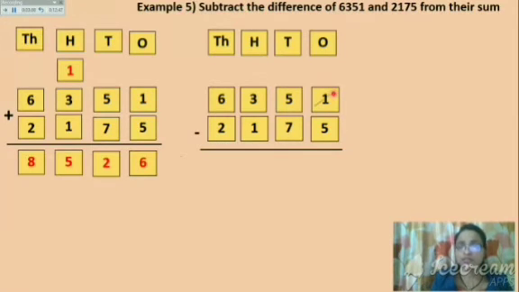So after borrowing, how much are we getting here? 11. 11 minus 5, how much is left here? Answer 6. Okay. Now from the tens place, one number has been given to the ones place. So how much is left here first? 4. Now can you subtract 4 minus 7? Not possible. Then again borrow from the 100 place. After borrowing, how much will we get? 14. After 14, now you can subtract. 14 minus 7, how much is left here?